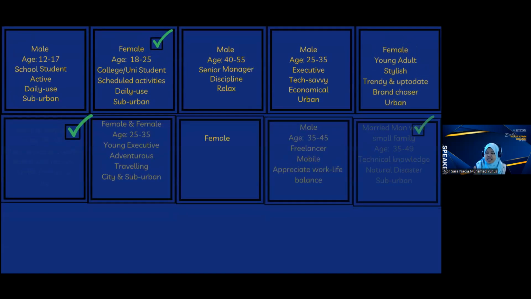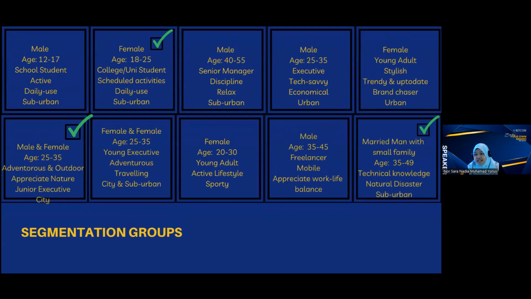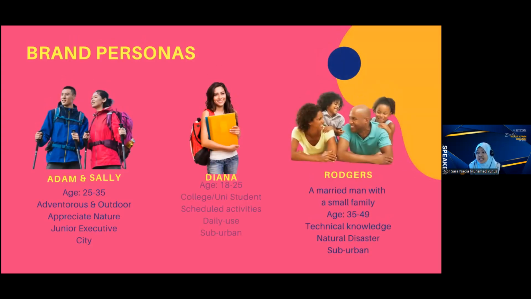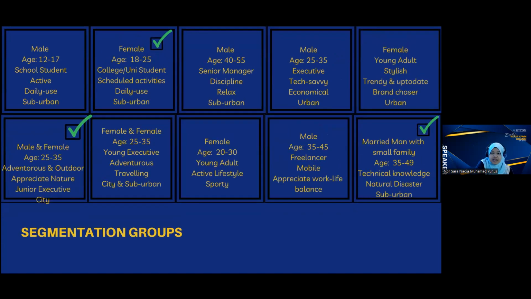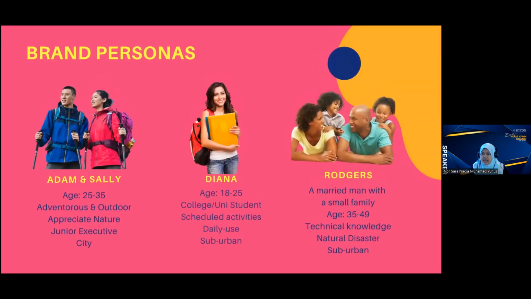Again, using the same example of our product, self-filtered water bottle. We identified 3 groups that we select, and these 3 groups we transform into a persona. Persona ni muka dia apa rupa persona ni sebenarnya. Okay, so look at my target. We have 1 male and female, and then we have female, and the last one we have a married man. So I transform these 3 subgroups into a human character, and I name it. So this is what we call brand personas.